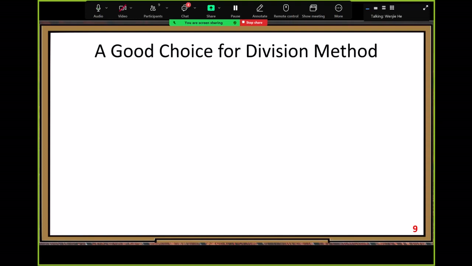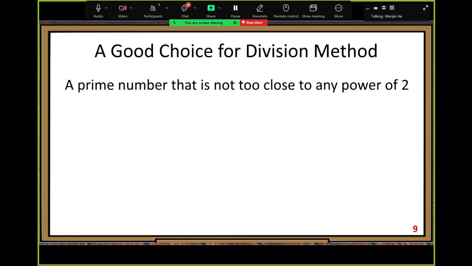So, as a summary, when we design a good hash function, we try to choose a good one. A prime number that is not too close to any power of 2. When we choose n, remember the first time 15 is not a prime number, right? So it has non-trivial factors 3 and 5. So if we choose a prime number, then we won't have a non-trivial factor. So here you can see the prime number is good.